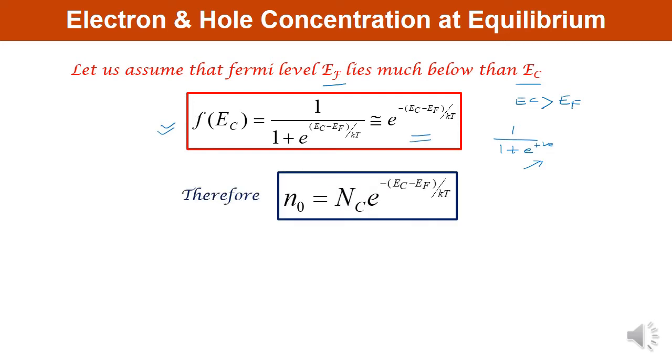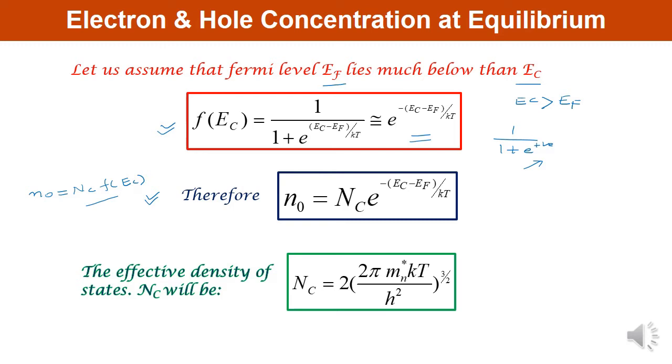Therefore, N0 can be written as NC into F(EC). You have written earlier that N0 is NC F(EC). So just substituting the value of F(EC), you can write it as N0 equals NC e raised to the power minus (EC minus EF) upon KT.